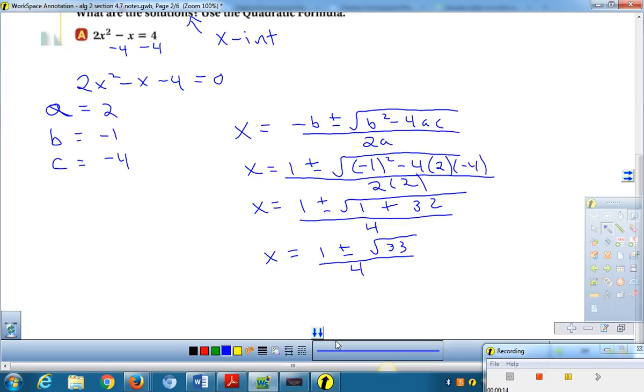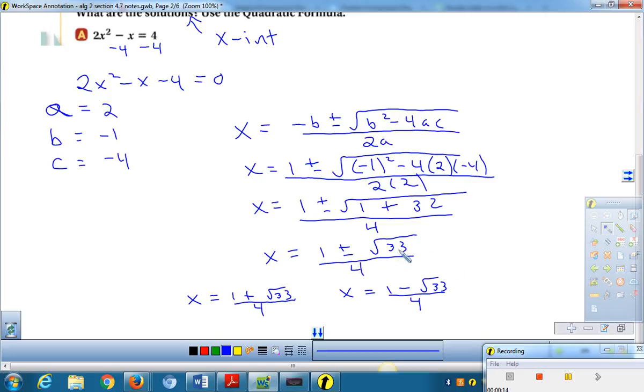That's the answer. Now you could break it down and say x equals 1 plus root 33 all over 4. Please note that I'm saying the words all over 4. So you will not just have root 33 over 4. And x equals 1 minus root 33 all over 4. On the test, this is an acceptable form unless I ask for you to separate it.